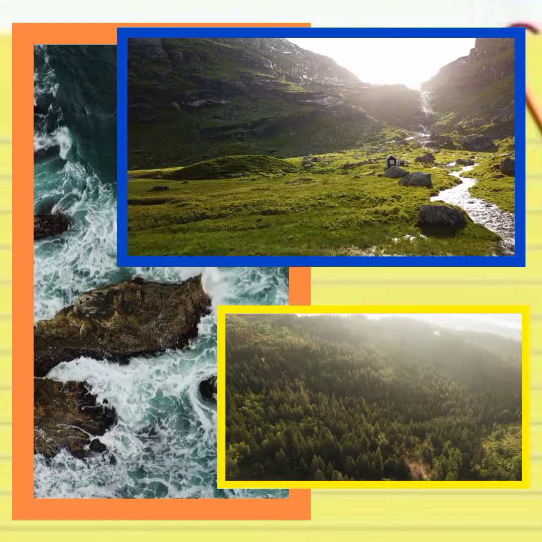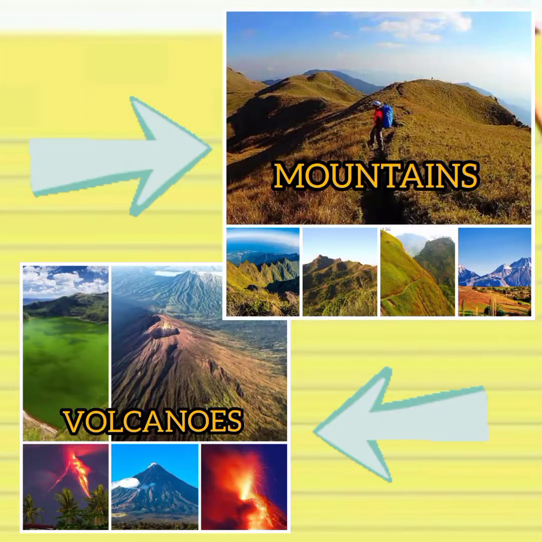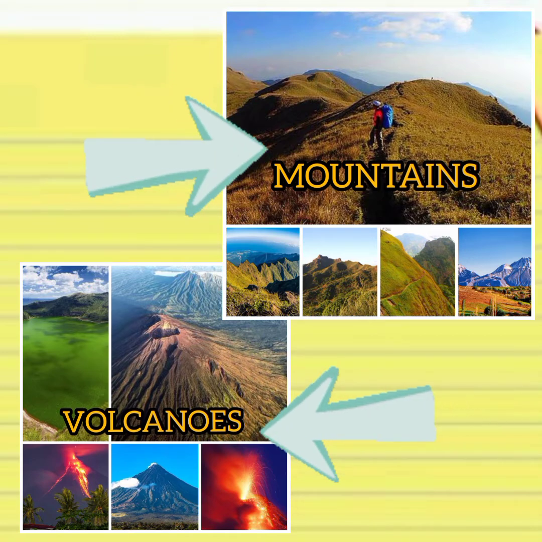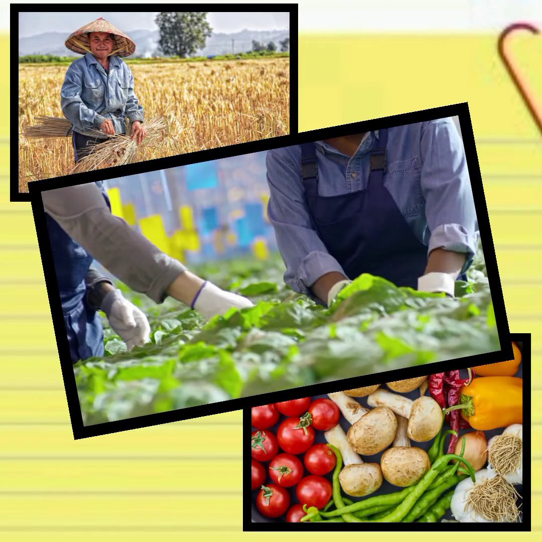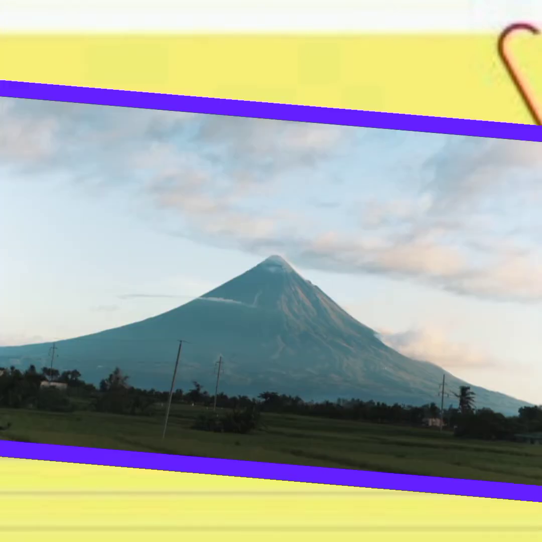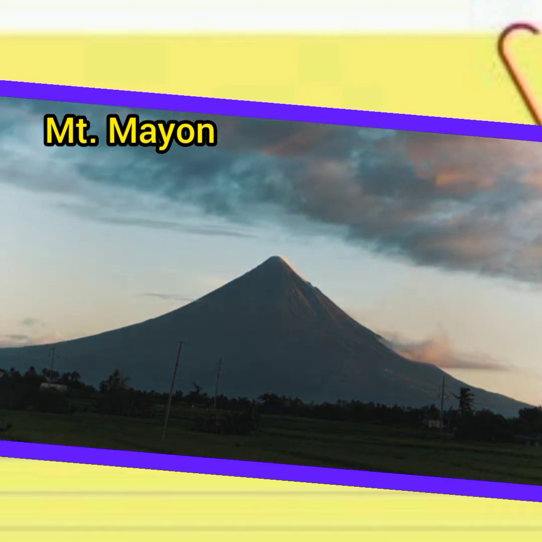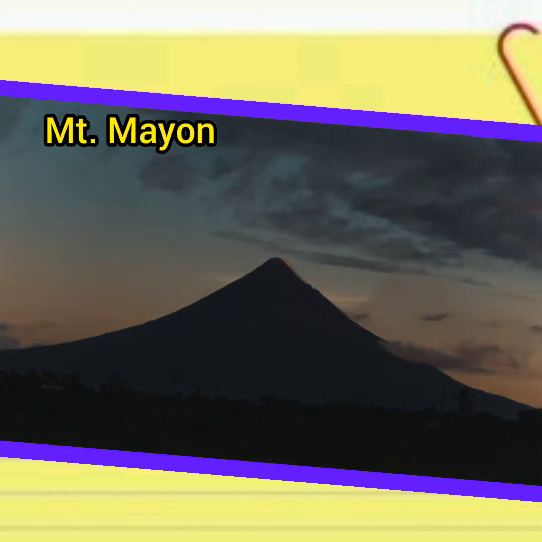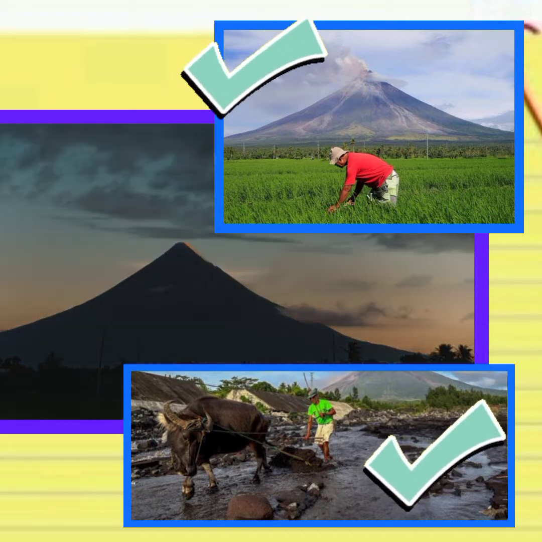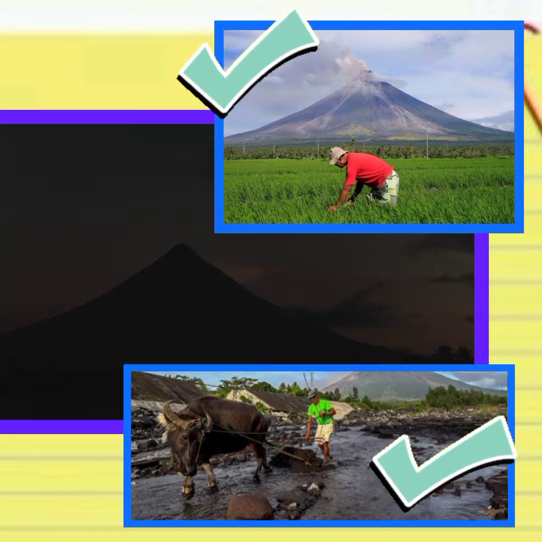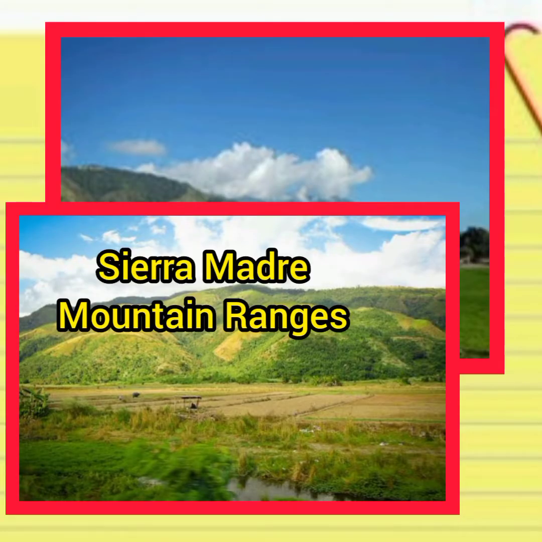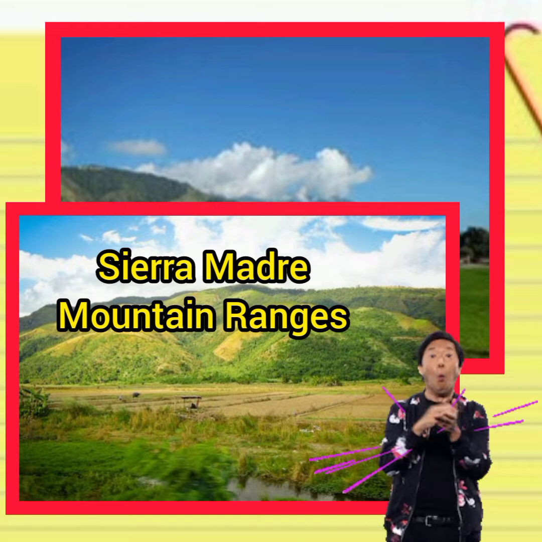Our country is blessed with so many land features such as mountains and volcanoes. These features can be sources of different minerals or can be used for agricultural purposes. For example, we have the majestic and world-renowned Mayon volcano. Because of its activity, it produces fertile slopes and plains which are used by the locals to grow their crops. Also, found in the northeastern coast of Luzon, we have the Sierra Madre mountain ranges, which is home to many endemic species of flora and fauna.